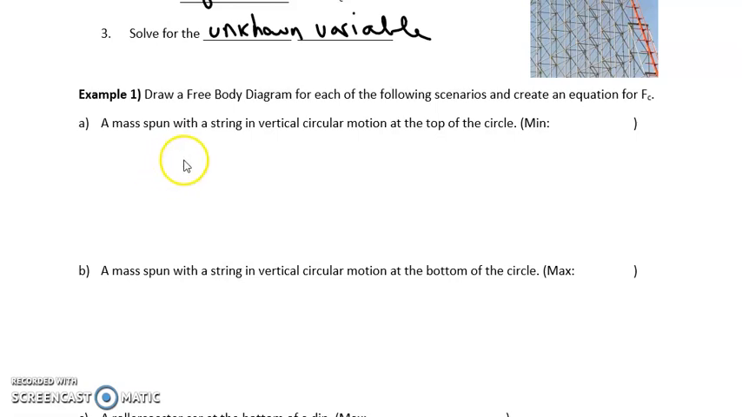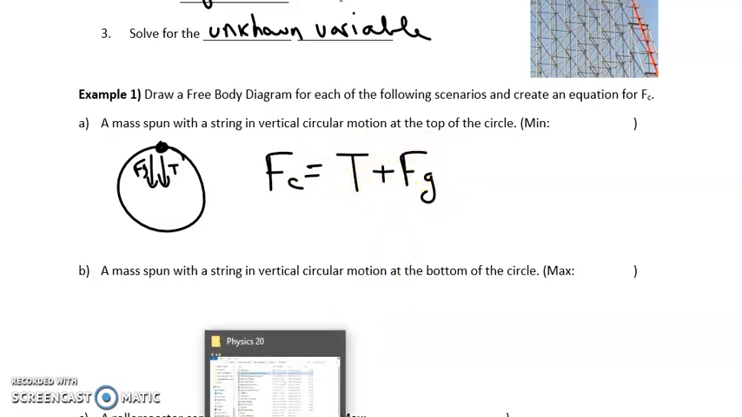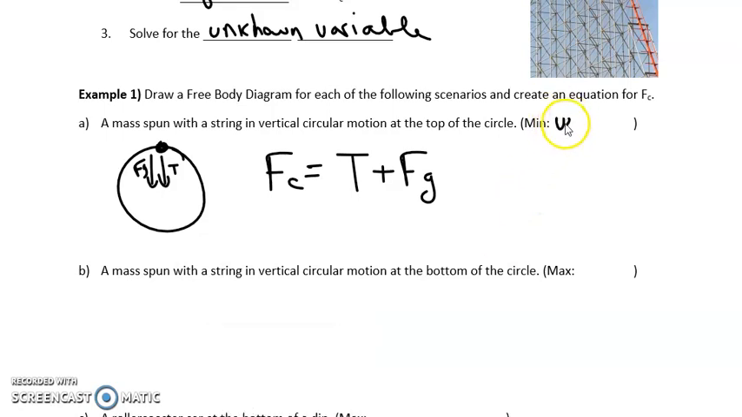Now, if you've got something spun at the top of a circle, you've got the tension pointing toward the center of the circle, and you've got gravity pointing toward the center as well. Both of these pointing towards the middle means that the centripetal force is equal to the tension and the force of gravity combined. This is where you have a minimum velocity to keep the object in motion.